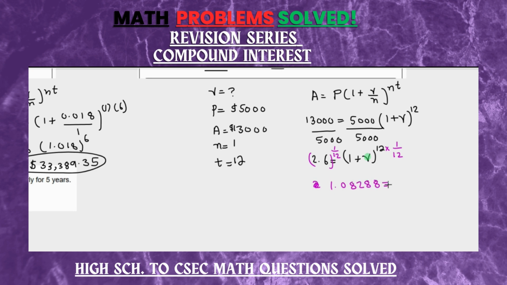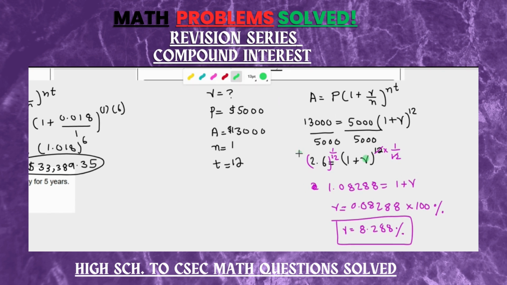So when I use my calculator, it gives me 1.08288 equals, here this 12 and 12 cancel out. It will become just 1 plus R. So subtract 1 on this side. These are simple calculations, right? So you will get R equals 0.08288. Because this is the interest rate in decimal, if you want to convert it into percentage, you have to multiply it by 100. So R will be equal to 8.288%. That will be the interest rate in percent, right?